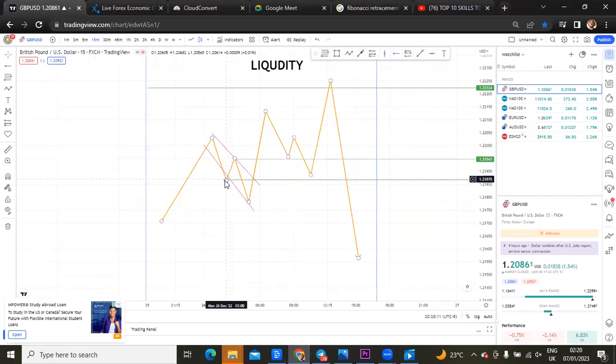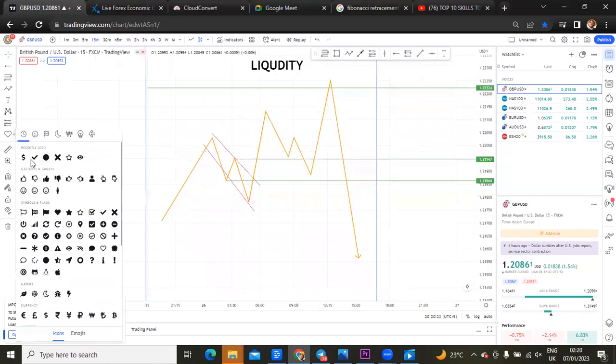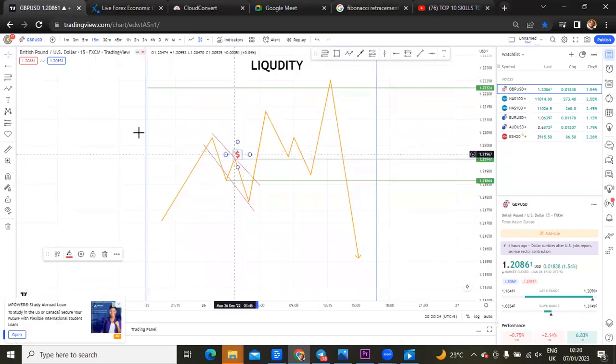This green line is liquidity, and that green line is liquidity, meaning stop losses are kept here, and there are stop losses kept here. So I'm going to use a dollar sign to mark them here, so I can easily relate. Why? Because whenever price touches this trend line, people want to buy. And whenever price touches this trend line, people want to sell. So they first engineer the liquidity from here.